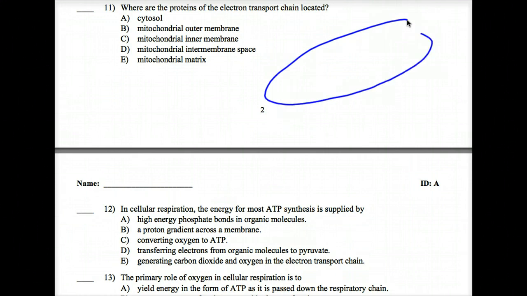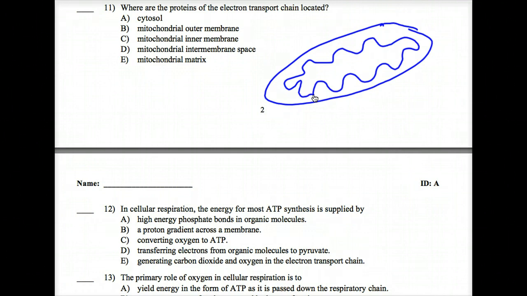Number 11, where are the proteins in the electron transport chain located? So let's do a real quick review. This is our kind of jacked up looking mitochondria. Mitochondria have two membranes. They're dual membranes, so they have an outer membrane on the outside and an inner membrane on the inside. All the folds are there to increase surface area so you can do more electron transport. The electron transport chain is located here on this membrane, okay? And that is the inner membrane.